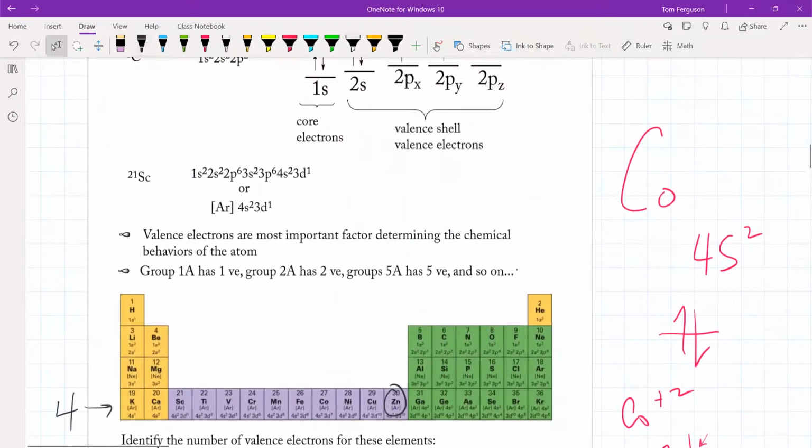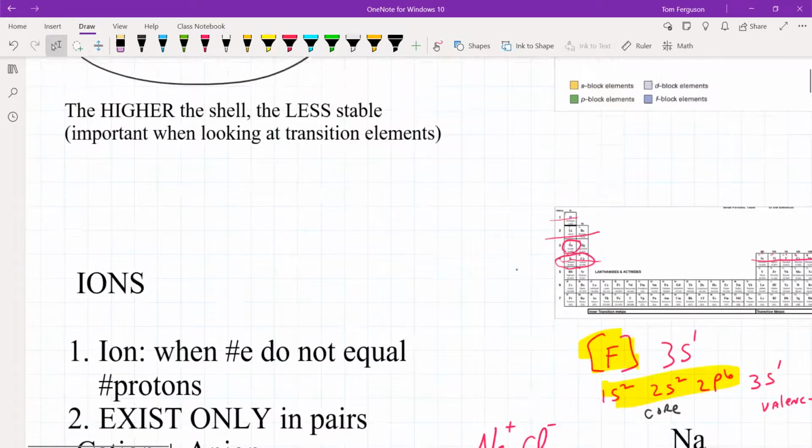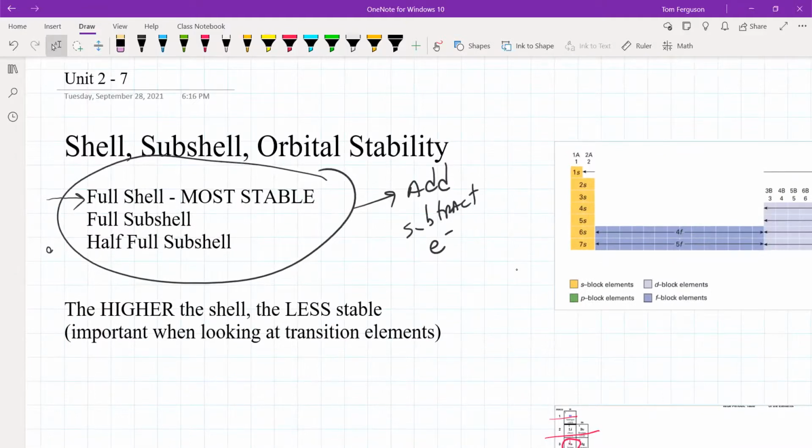Now, there's some exceptions to all these nice rules. There are not very many of them, but there are some exceptions. And the main thing I want you to get out of this here is why a normal ion will form. The reason why a normal ion will form is to form either a full shell, a full subshell, or a half full subshell. That's the driving force. And again, it's a stability driving force.